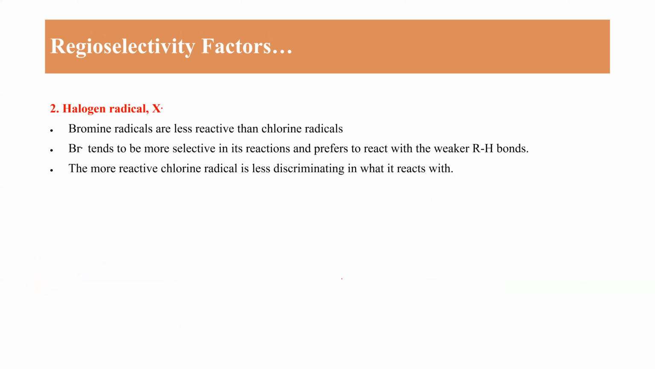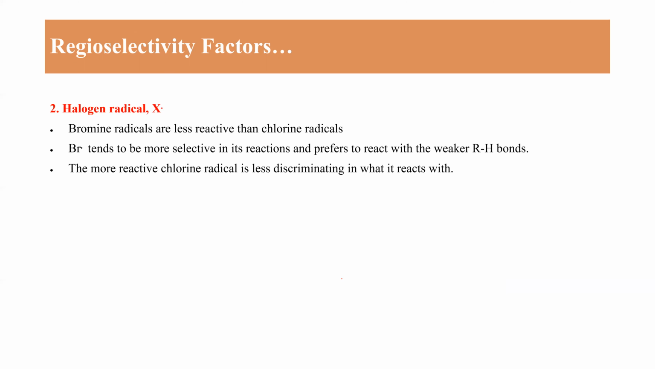So bromine radicals are less reactive than chlorine radicals. What does it mean? It means bromine radicals are less reactive towards the abstraction of the proton as compared to the chlorine one. Bromine is said to be more selective in its reaction, with a preference to react with the weaker RH bonds. Because it is less reactive, it is comparatively stable to sustain in a system, so it can look into the preference and what will give it the more stabilized form.